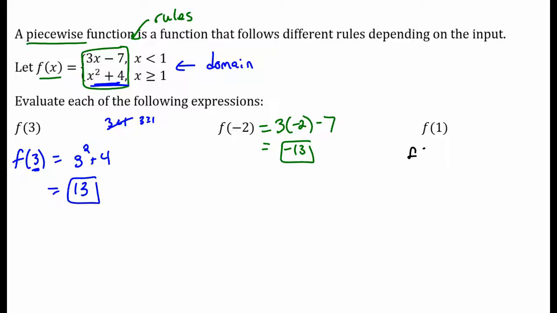What if I want f of 1? My input would be a 1. Is 1 less than 1? I check the domain first to see where I fall. No, so I can't use that rule. Is 1 bigger than or equal to 1? I'm using that rule. 1 squared plus 4 gives me 5. So we're going to look at piecewise functions later on. I just wanted us to get in the practice of looking at them. Sometimes functions have different pieces, and you have to know which rule to use at certain points.